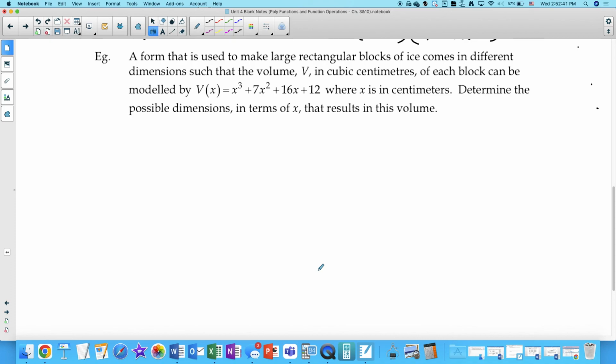Okay, so if we want to know the dimensions, what are we going to have to do? Volume of a rectangular prism. Length times width times height. So if we want to know those dimensions, what are we going to have to do with this volume? Factor it. Okay, you guys try this one.